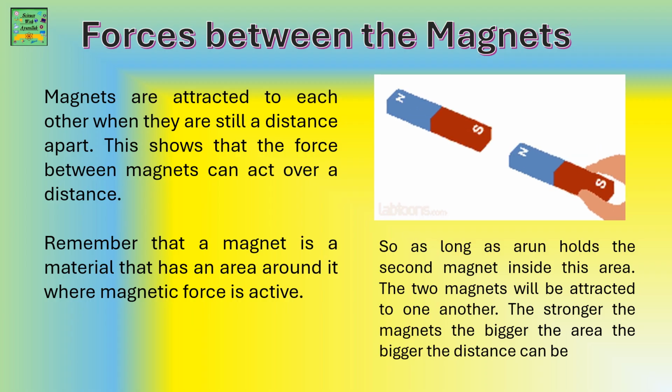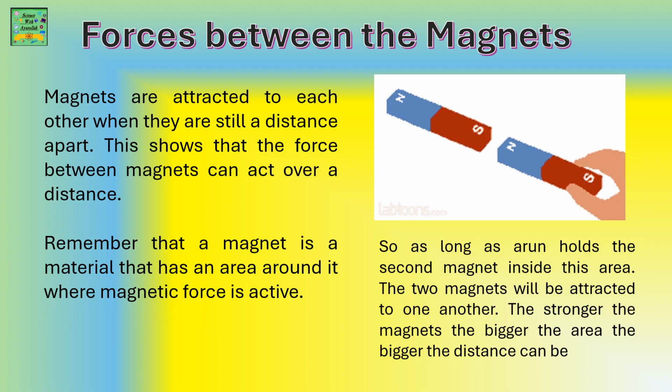Forces between the magnets. Magnets are attracted to each other when they are still a certain distance apart. This shows that the force between magnets can act over a distance. Remember that a magnet is a material that has an area around it, where magnetic force is active.